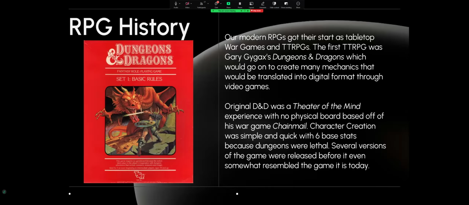D&D was created in 1974. It's based off of Gary Gygax's Chainmail. It was basically the foundational setting for RPGs going forward. It created many of the mechanics that would go on to be very instrumental in the genre's definition, such as leveling up a character, creating characters in general, turn-based RPG combat, having multiple people in a party, creating party composition, and dungeon crawling mechanics.